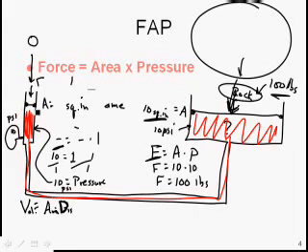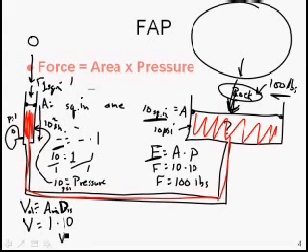Okay, let's just say for fun that we push this piston down 10 inches. So the volume that we have displaced is equal to the area of the cylinder, which in this case is 1 square inch, times the distance. We moved it down 10 inches. So we have volume equals 10 cubic inches.